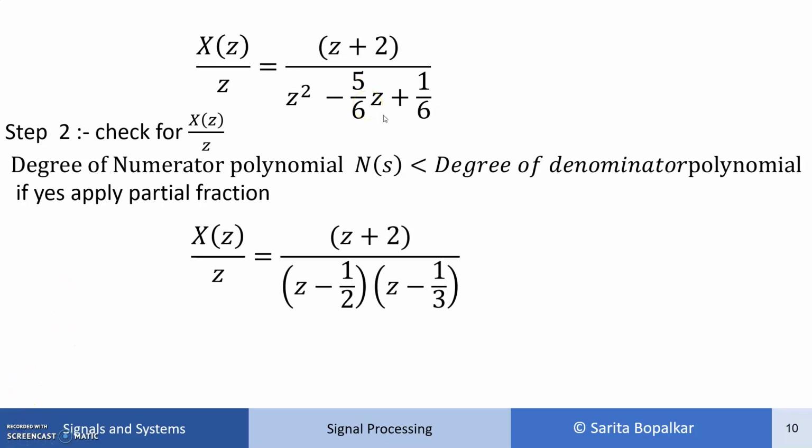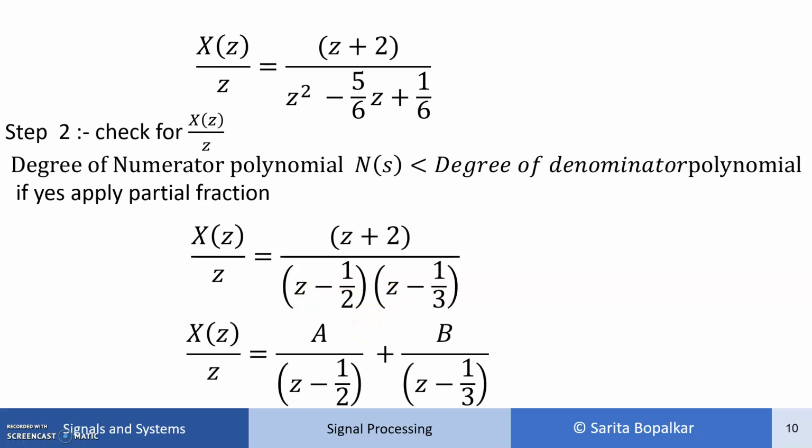To apply partial fraction, we will first take the roots of the denominator polynomial. 1/2 and 1/3 are the roots of the denominator polynomial. So we can express the denominator polynomial as (z minus 1/2)(z minus 1/3). Now apply partial fraction: A upon z minus 1/2 plus B upon z minus 1/3. Let's find the values of A and B.